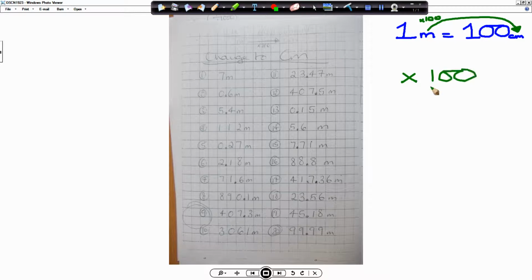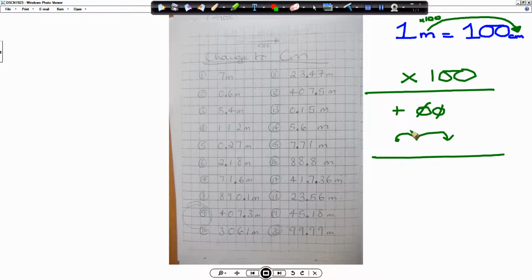Let's just quickly remind you, if we have a whole number, all we have to do is add 2 zeros onto it. If it's a decimal number, we get the decimal point and we move it 2 places to the right. So we've got those 2 techniques that we're going to be using. Whole numbers, decimal numbers. Let's go.